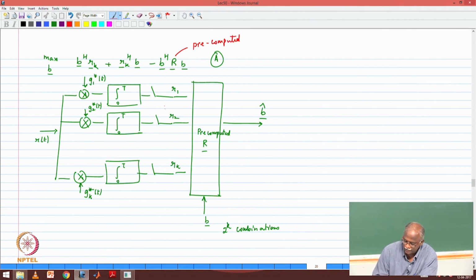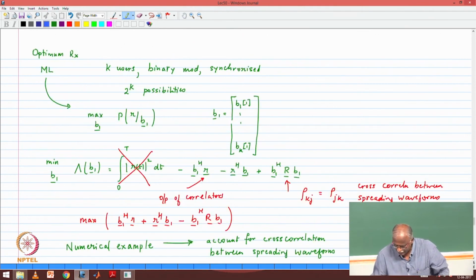What I need to get is this vector of r's. This vector r1, r2, rk is obtained by taking r of t and passing it through the matched filters for each of those waveforms. Once I feed this, then I have to try all combinations of B. Feed in all combinations of B, I will get a metric, write all of them down, find out which is the one that maximizes, and then pick that corresponding combination of B. So, that is the method that we have used, and we found we can make the following statement: the optimum receiver will grow in complexity exponentially.